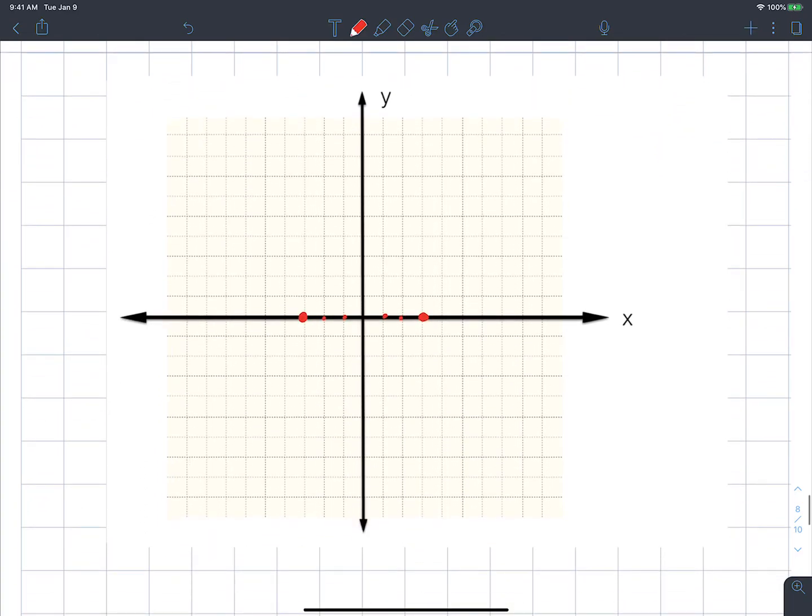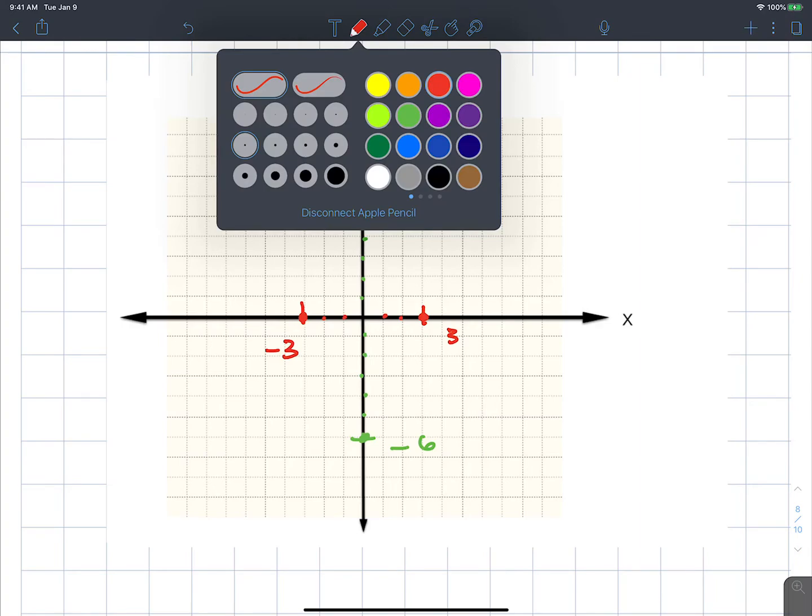Those b values represent the y-intercept. So I'm going to go up 1, 2, 3, 4, 5, and 6 here. Then I go down 1, 2, 3, 4, 5, and 6 here. So these are the locations of my intercepts. I can say here's a 6, a -6, +3, -3. So we're ready to sketch our oval, this ellipse here.